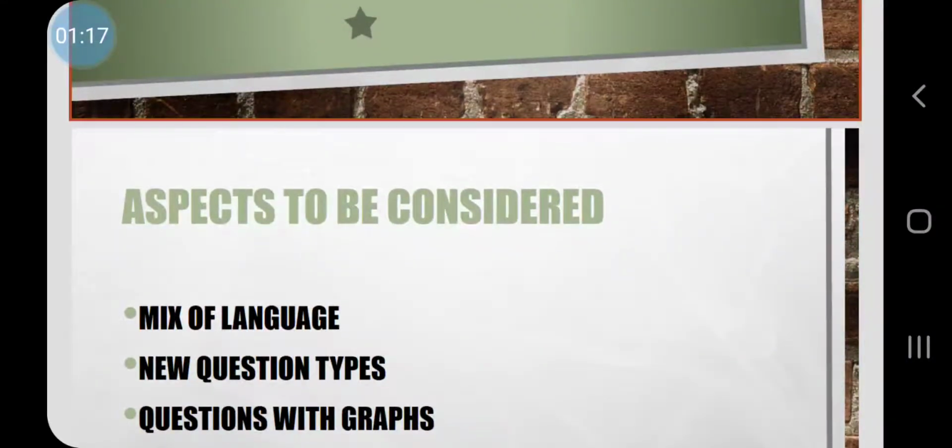Point number 3. Questions with graphs. This kind of question is considered the most difficult section due to the need to be answered by inference. But that's not all. You also need to pay attention carefully because you will have to memorize certain details.